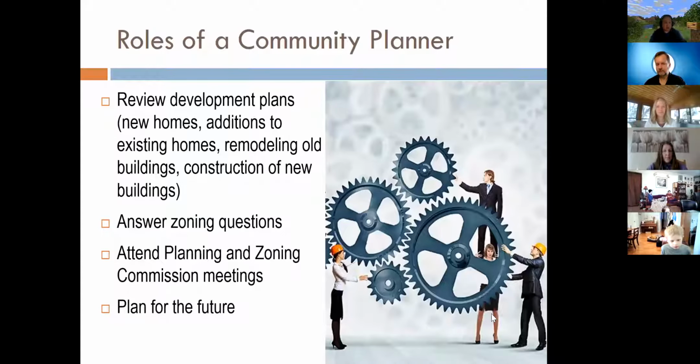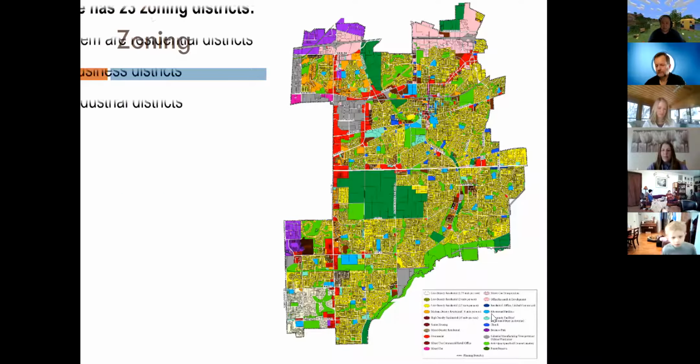So what does a community planner do? We review development plans for things like new homes, additions to existing homes, the remodeling of old buildings, and the construction of new buildings. We answer zoning questions, attend planning and zoning commission meetings, and we make plans for the future.